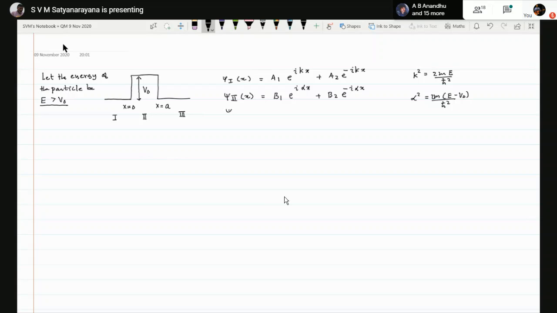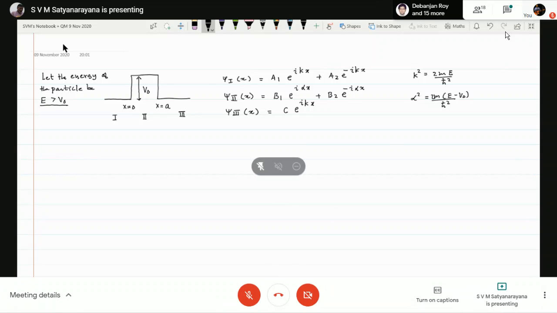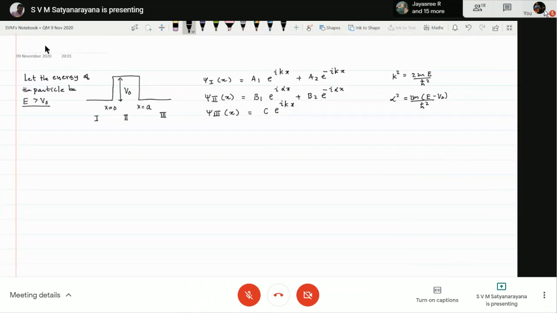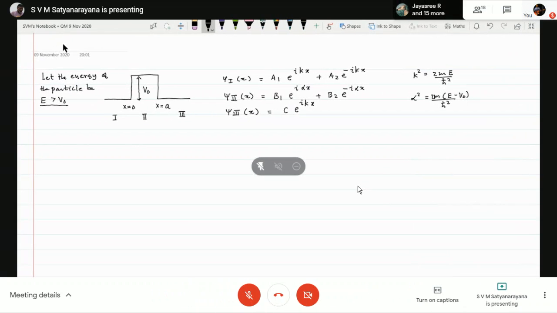And then we can write down the third region, psi 3 of x, to be C e to the power ikx, because the energy is the same, so I have C into e to the ikx. There is no reflection, so the e to the minus ikx term will not be there. So these are the wave functions in the 3 different regions.